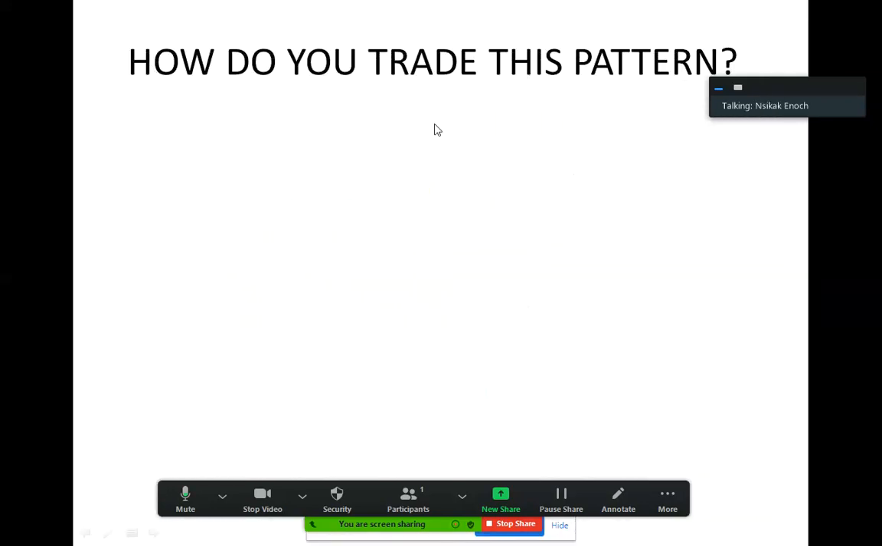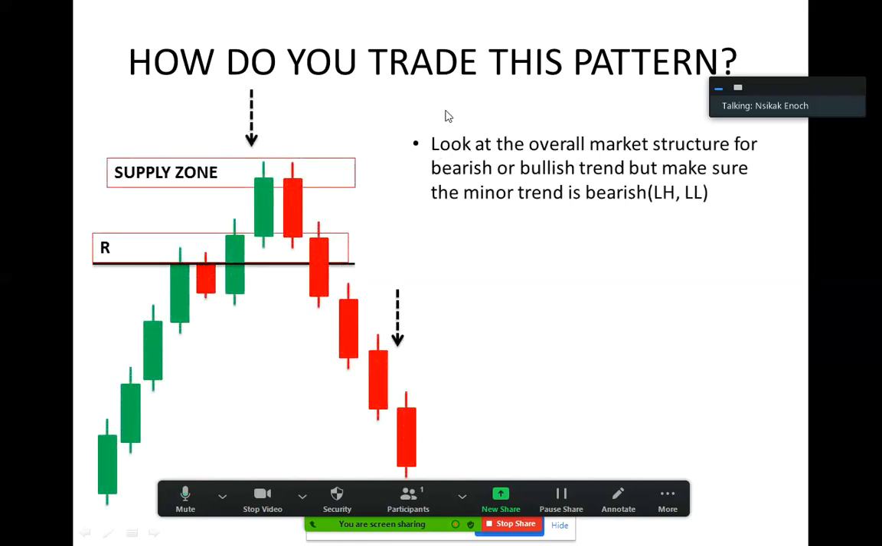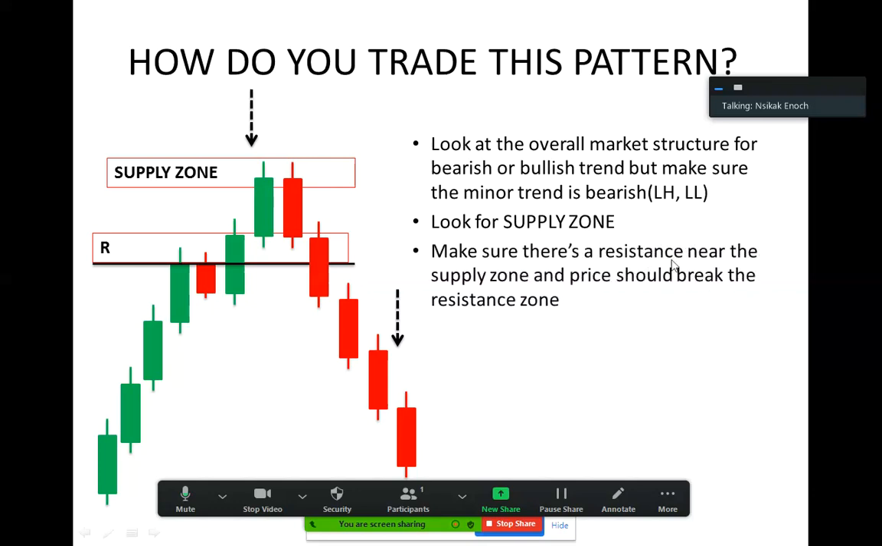Now, how do you trade this pattern? Like I said, that's how you trade the supply and demand zone. So once you see the chart, look for a bigger trend, the bigger market structure for bearish or bullish trend, but make sure that the minor trend is bearish. So we are only making use of the minor trend, okay? But make sure that the bigger trend is trending. So the minor trend should be bearish, lower highs and lower lows. We all know that. Then look for a supply zone. Then make sure that there's a resistance near the supply zone and price should break the resistance zone. Okay. Then look for a reversal candlestick at the supply zone.